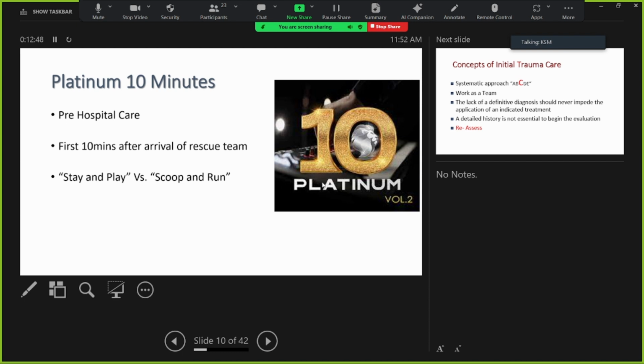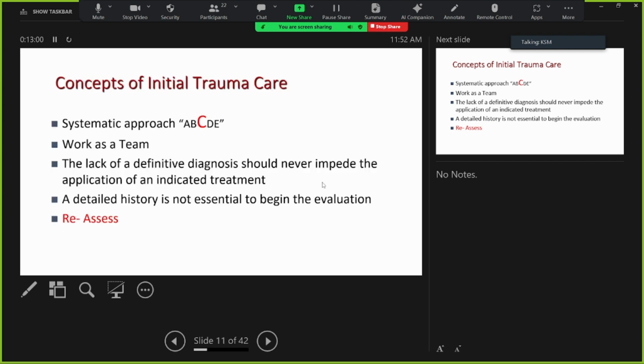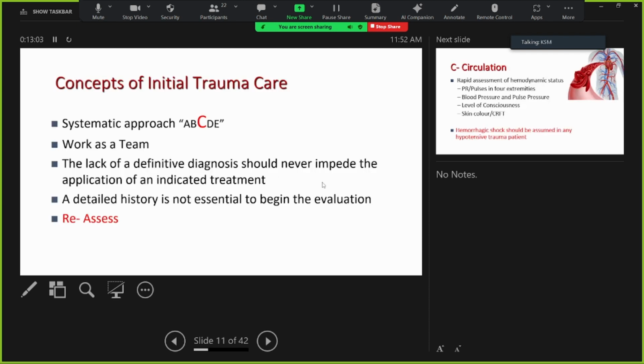But still, in urban settings, those countries prefer this scoop and run approach, because once you come to the hospital, you can do a lot of other things that pre-hospital care cannot do. So to talk about the concepts, we all know it should be a systematic approach, according to the ATLS protocol, where we manage A, B, C, D, E.